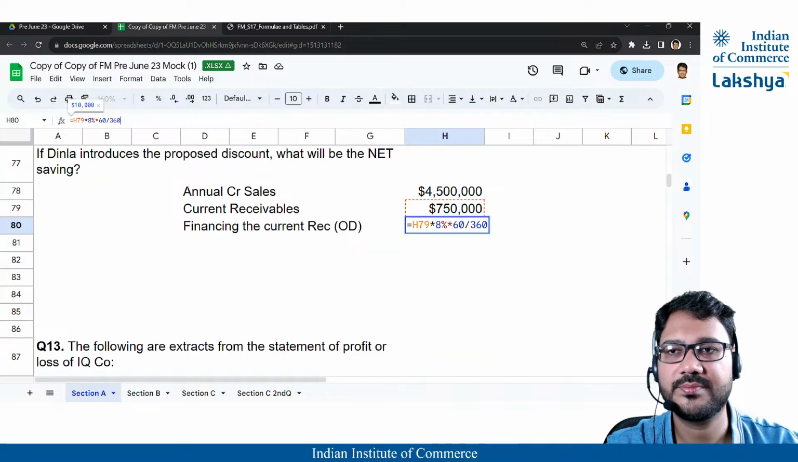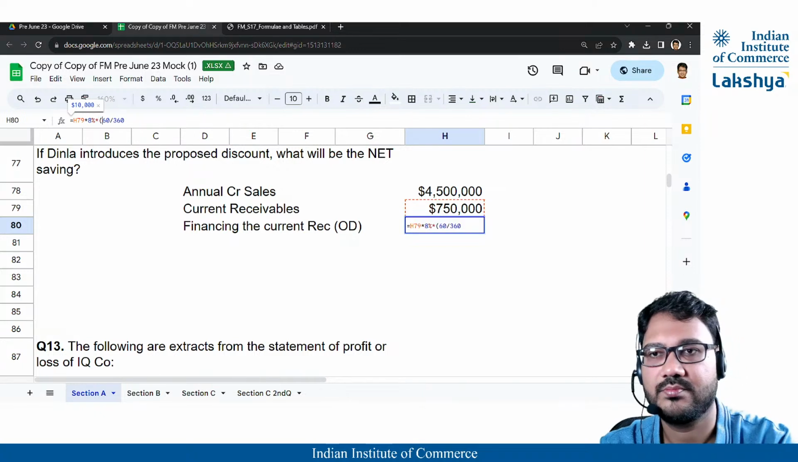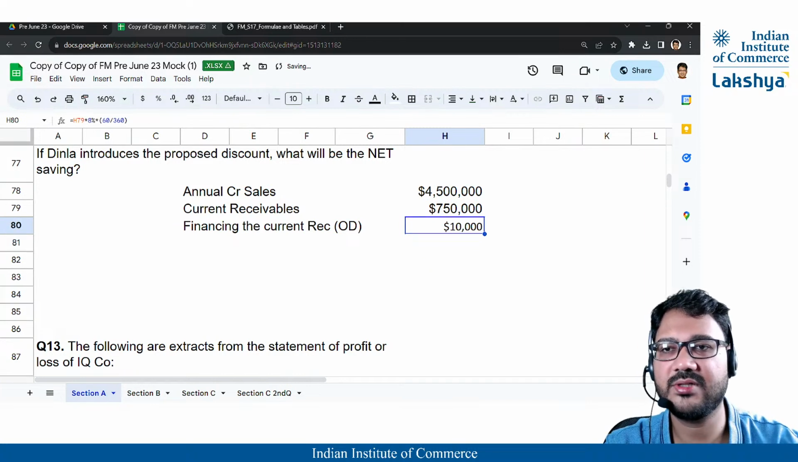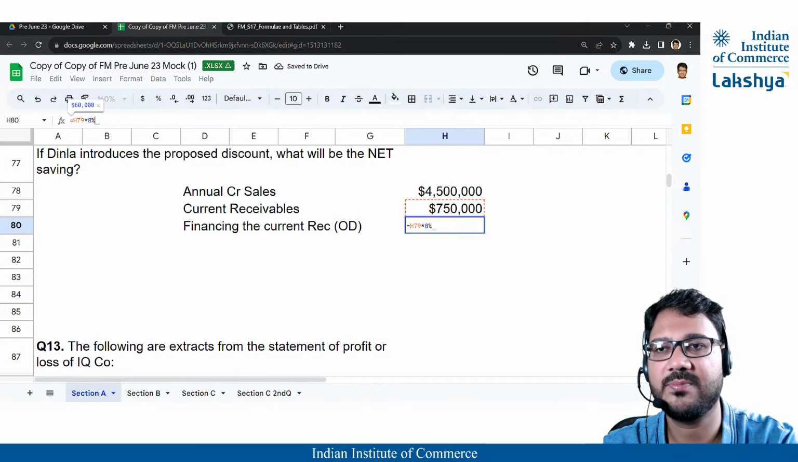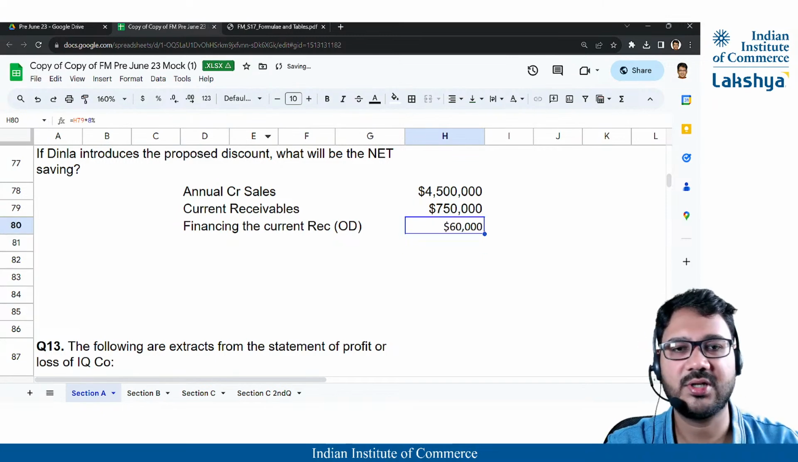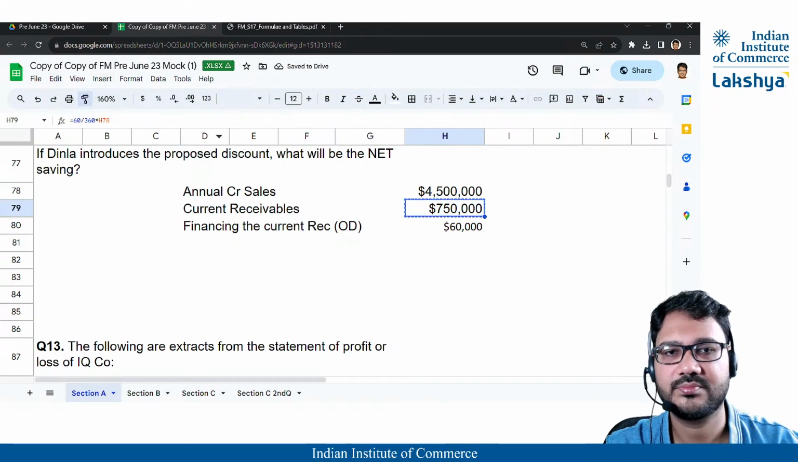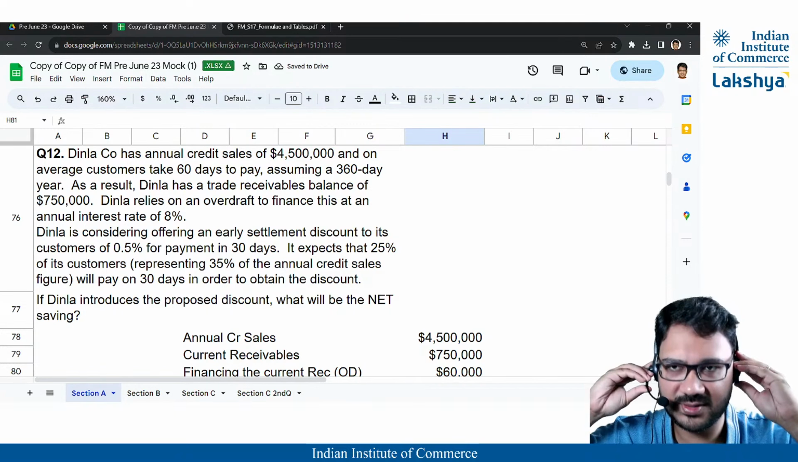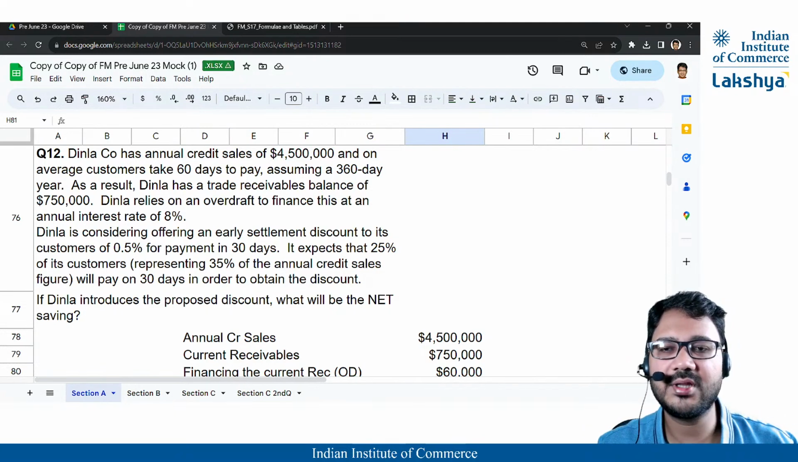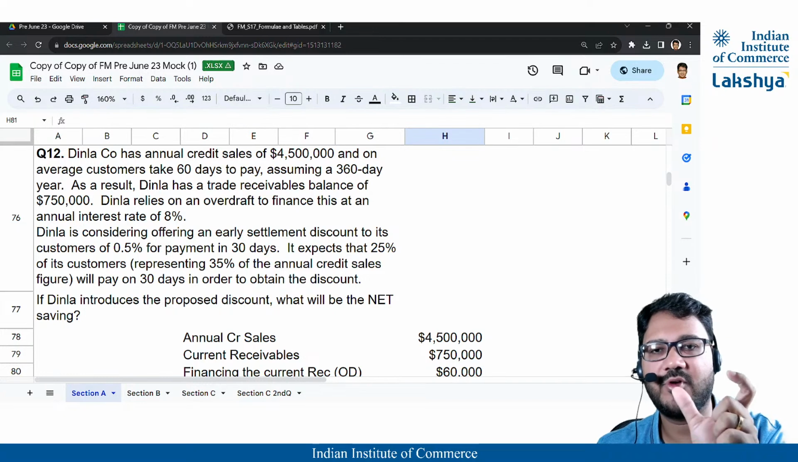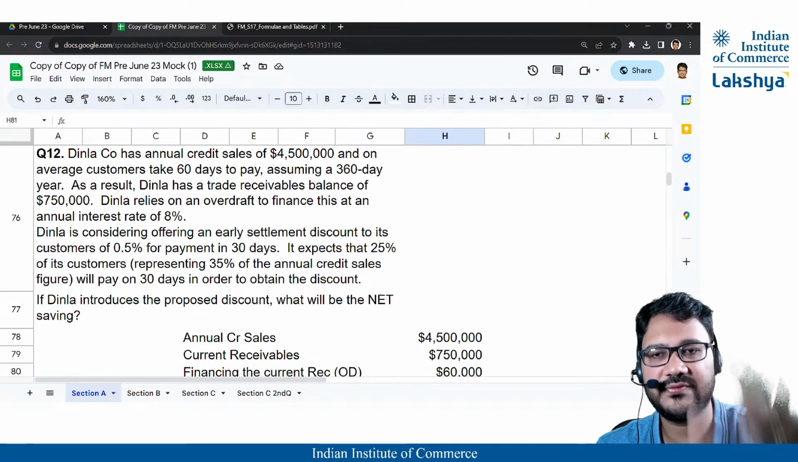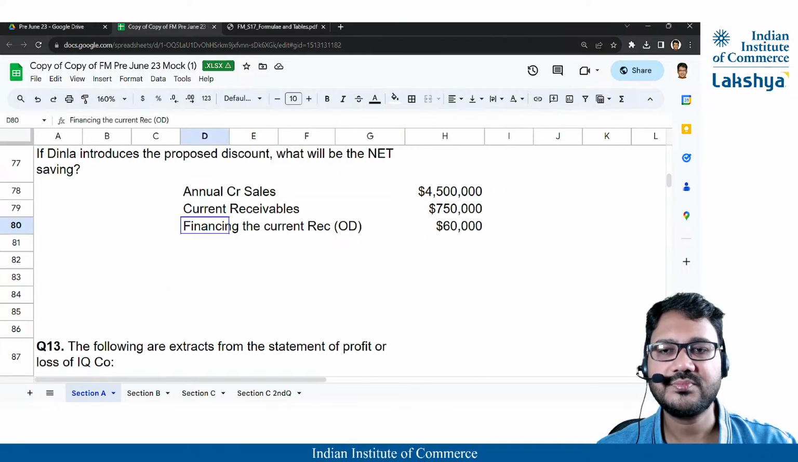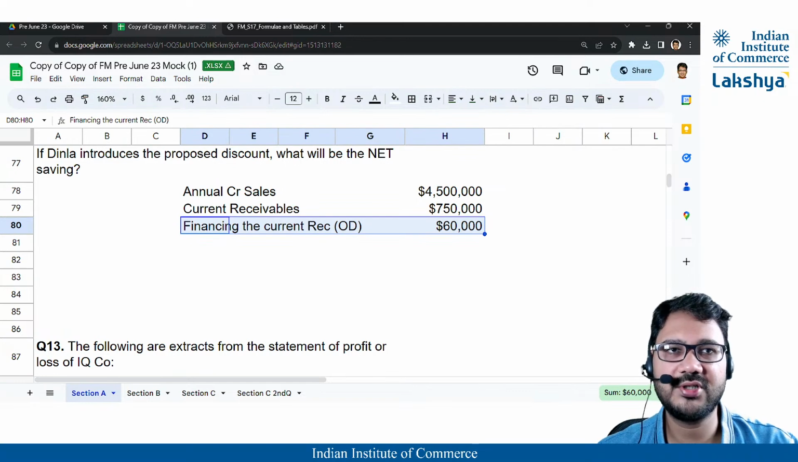Okay, sorry, not 60 divided by 360 because this will keep recurring. So it's $60,000. The reason we didn't take 1 month of financing is because this is total receivables. For 60 days, these will be the receivables. Then after 60 days, again they'll be there, because it's a cycle, right? So current financing is $60,000.